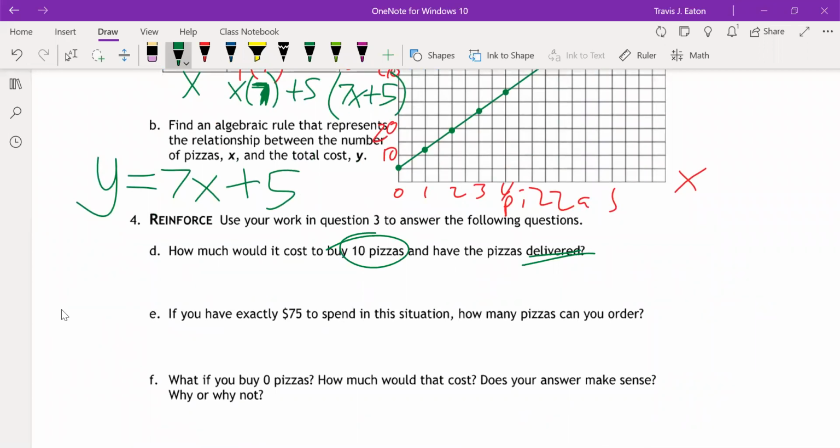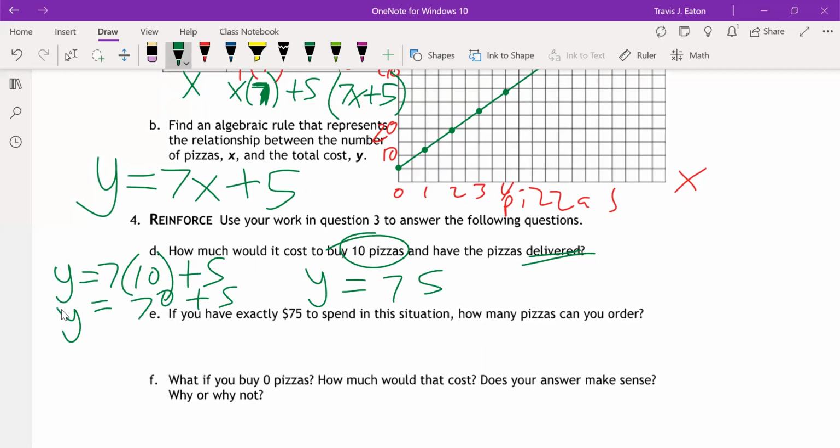Well, then we would use this. y equals 7 times 10 pizzas plus $5, right? And that would be 7 times 10 is 70 plus $5. That equals our total cost. And so our total cost is going to be 70 plus 5, $75. So it will cost $75 to order 10 pizzas and have them delivered.